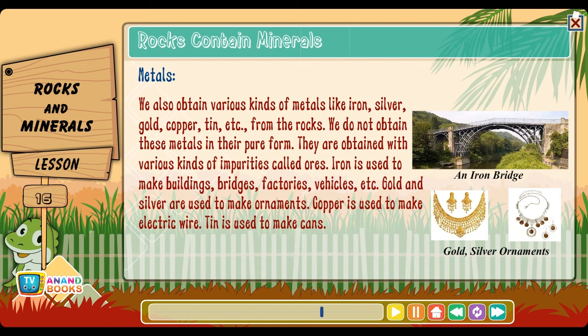Metals. We also obtain various kinds of metals like iron, silver, gold, copper, tin, etc. from the rocks. We do not obtain these metals in their pure form. They are obtained with various kinds of impurities called ores. Iron is used to make buildings, bridges, factories, vehicles, etc. Gold and silver are used to make ornaments. Copper is used to make electric wire. Tin is used to make cans.